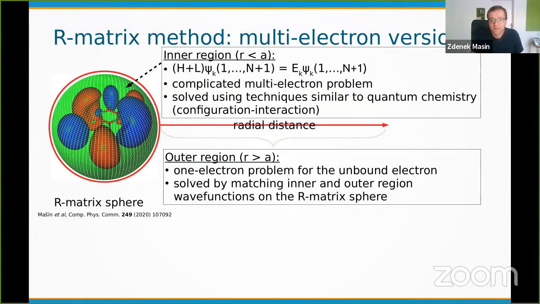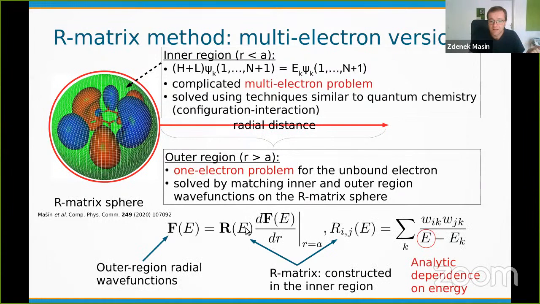And Jimena and Jakub have done a great job at explaining what it does in detail for complicated targets. So just to reiterate, the inner region is defined by the extent of the charge density of the target molecule. The inner region problem solves the complicated multi-electron problem using techniques similar to quantum chemistry, essentially by configuration interaction. In the outer region, the electron is far away from the molecule. So we can imagine this process as just one particle, the electron, feeling some effective potential representing the molecule. So it's a one electron problem for an electron moving in some non-spherical potential. And we solve the whole problem by matching the inner and the outer region by the R matrix condition.